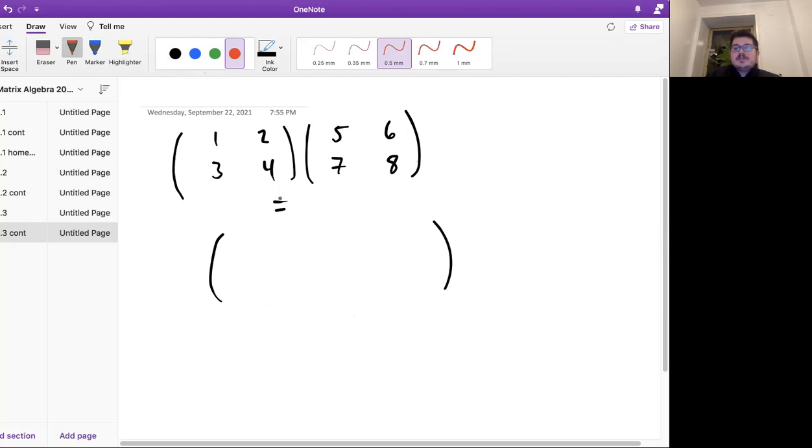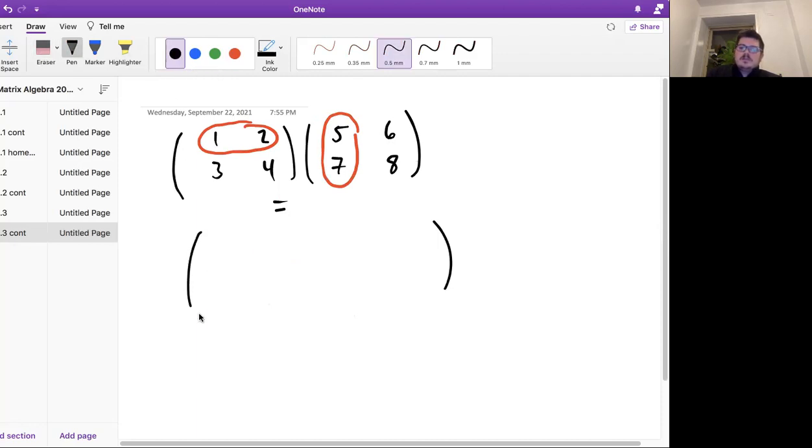Okay, so for the first entry of the matrix, we look at the first row, first column. We take the first entry times the first entry in the column. So it's 1 times 5, plus the second times the second, 2 times 7. This is the first entry in our product.